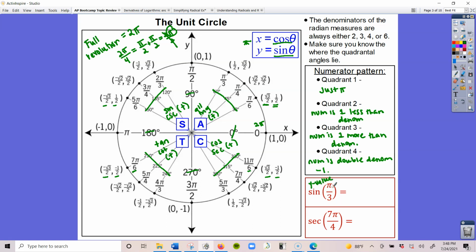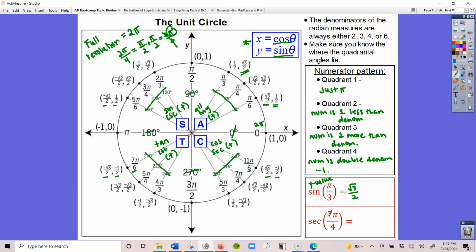So I'm going to find pi over 3. This must be in quadrant 1 since the numerator is just pi. Here's pi over 3, quadrant 1. And sine is the y value. So that means the square root of 3 over 2. So this would be the sine of pi over 3.